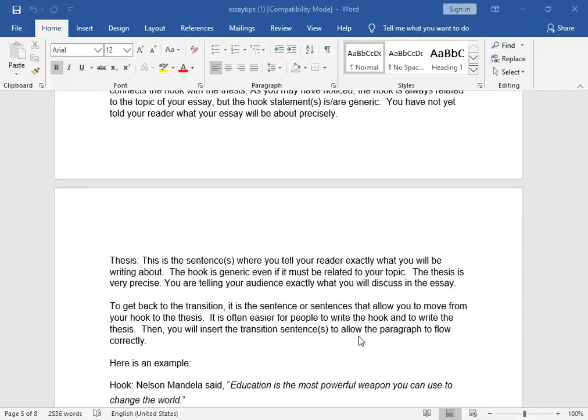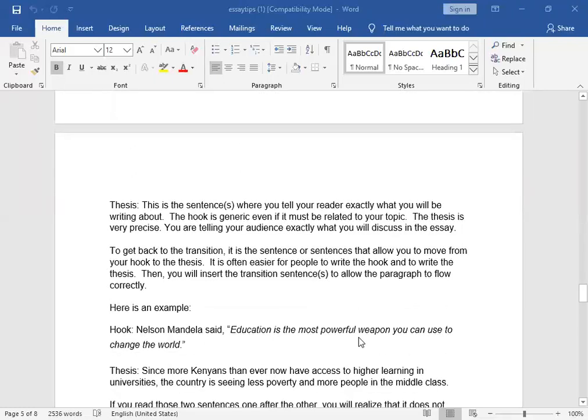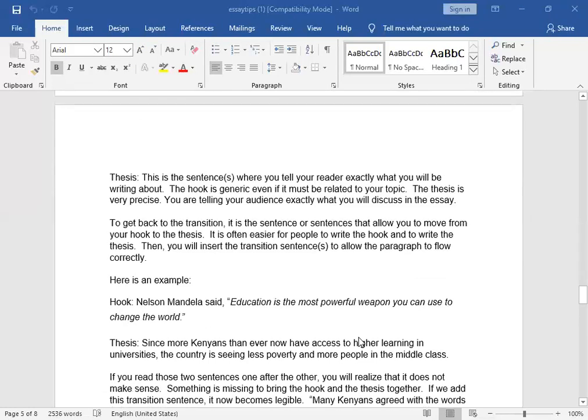So here is an example. I will use the hook: Nelson Mandela said, education is the most powerful weapon you can use to change the world. The thesis: since more Kenyans than ever now have access to higher learning in universities, the country is seeing less poverty and more people moving into the middle class. That is very true. When I was younger, in my village, you could only count the number of vehicles driving into the village.